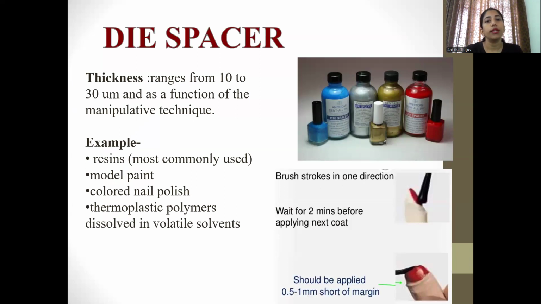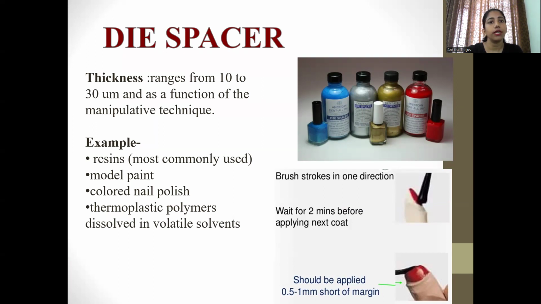Next, we move on to die spacer. Die spacer is usually a material which we coat or apply onto the surface of a single tooth die. The use of die spacer is that it gives space for the cement. During final cementation, the die spacer gives space for the cement which we are using to fix the crown in the patient's mouth.